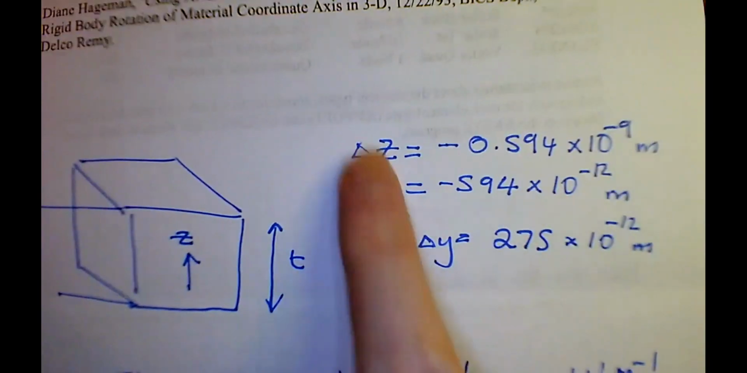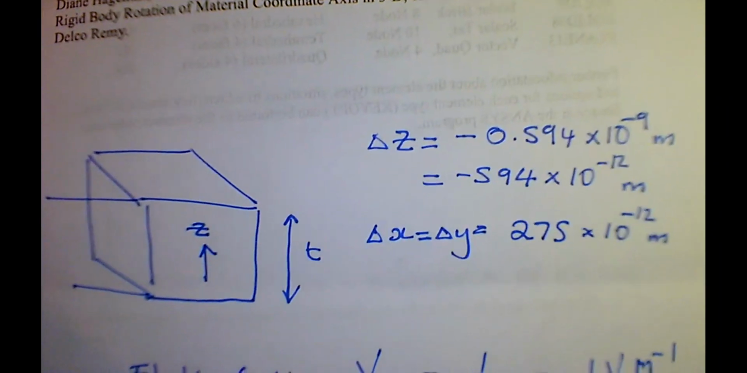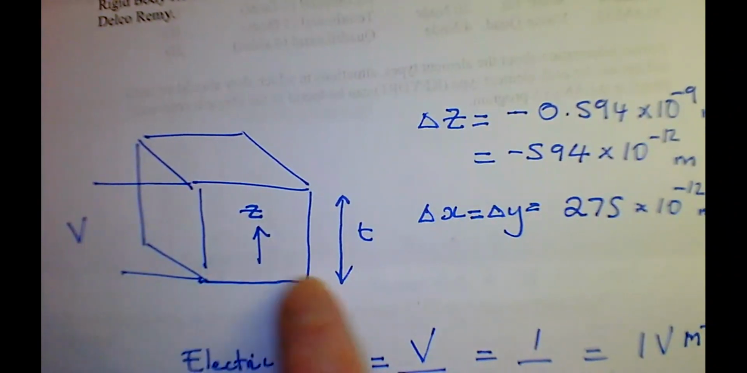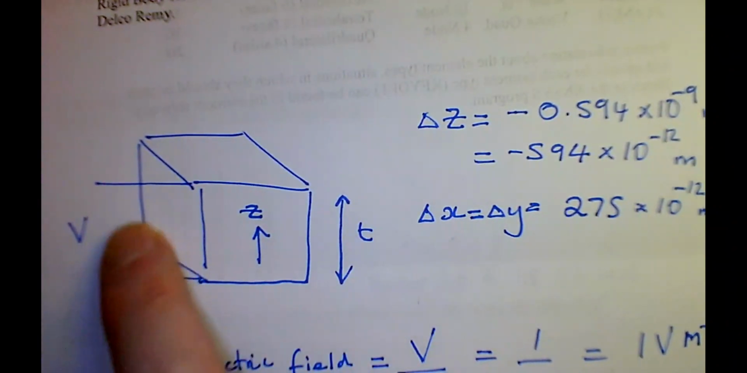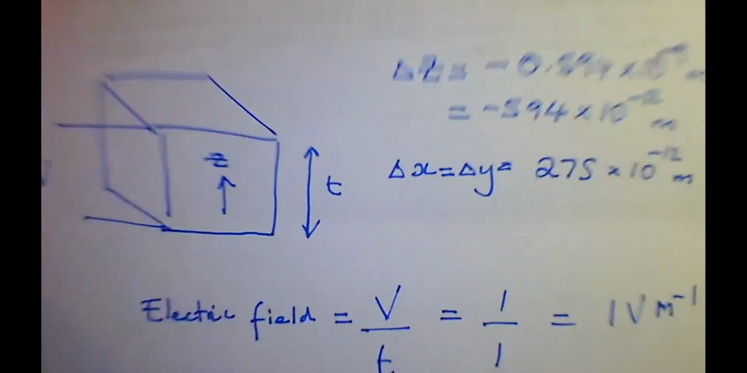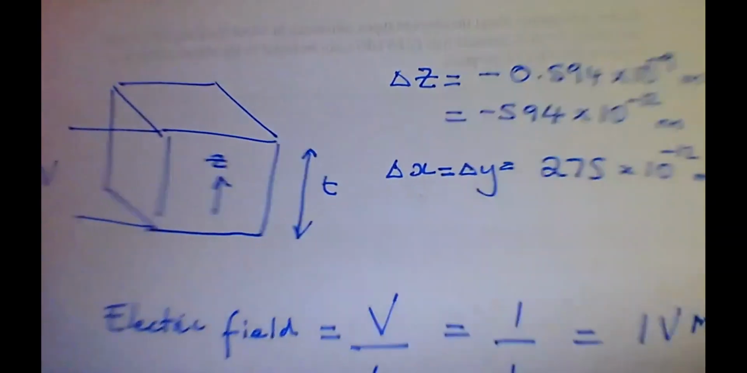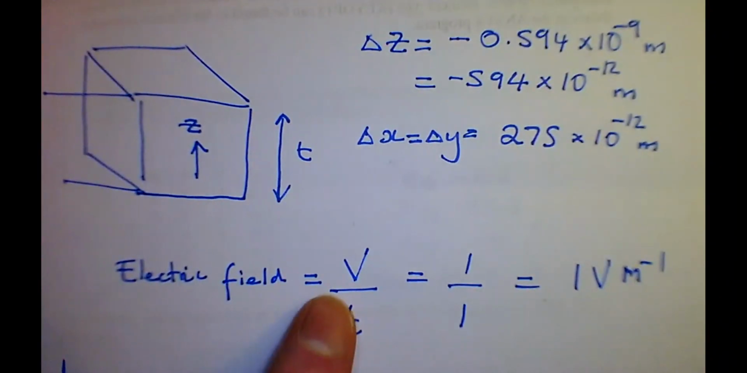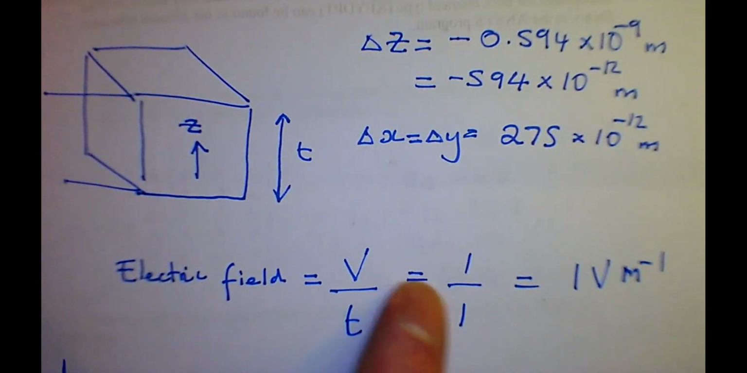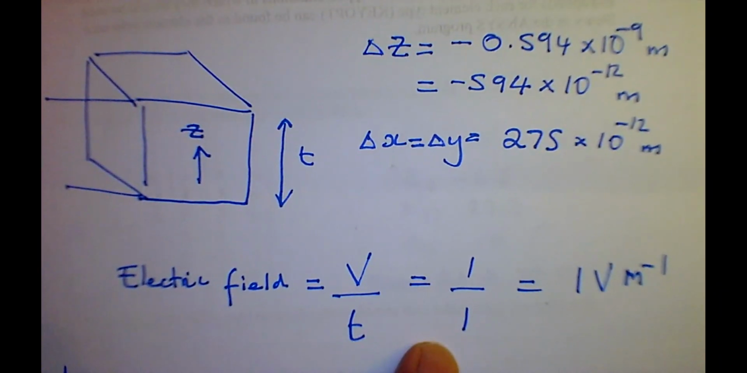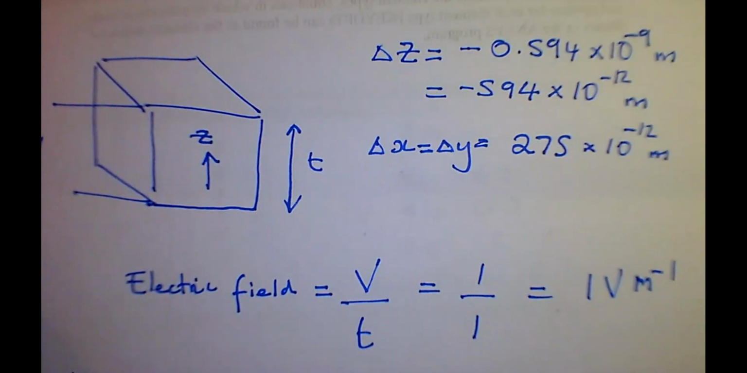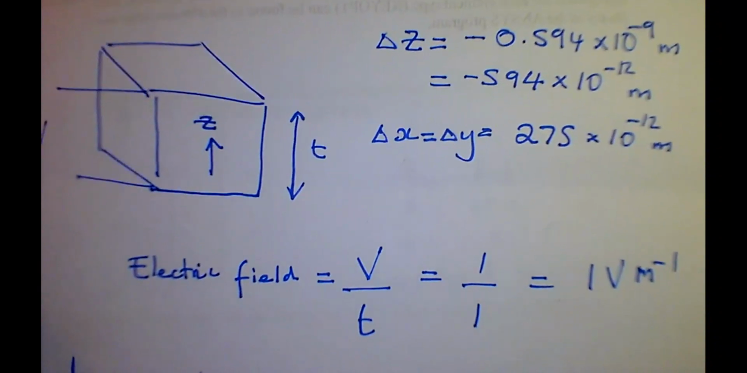So I've just written down the solutions here as I saw them on the screen. So here's our block of material, poled in the Z direction. It has a thickness T and a voltage V across it. So the electric field, in this case, applied is voltage divided by thickness. So it's 1 volt divided by 1 meter. So electric field is 1 volt per meter. And this is exactly why I did a 1 by 1 by 1 meter block. It just makes everything simple.